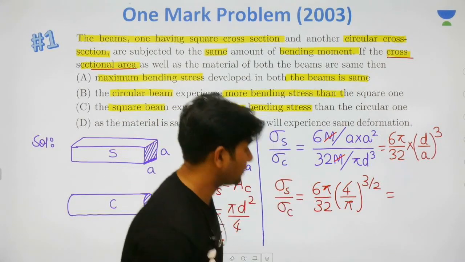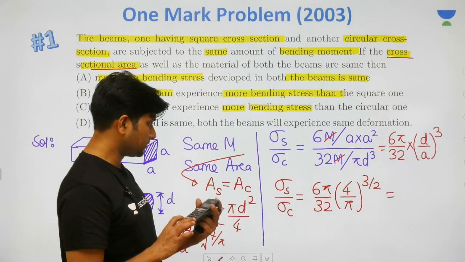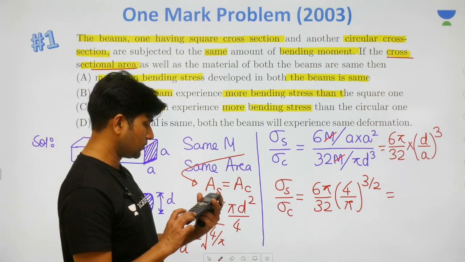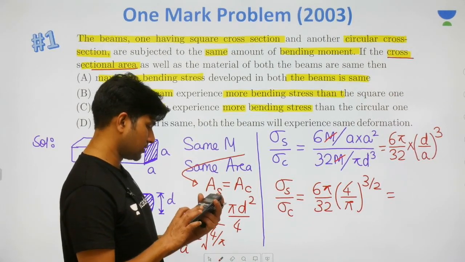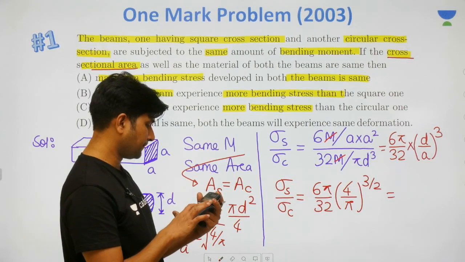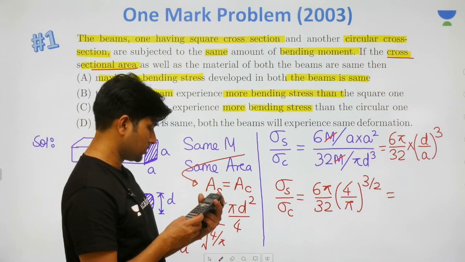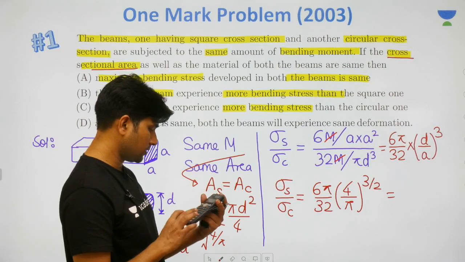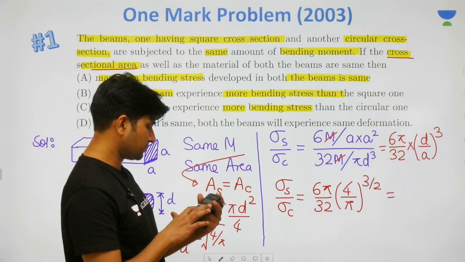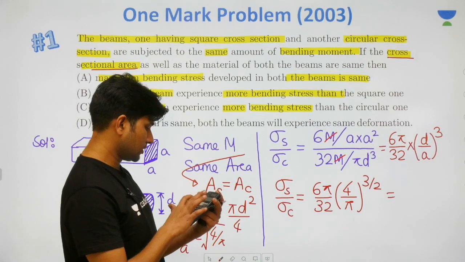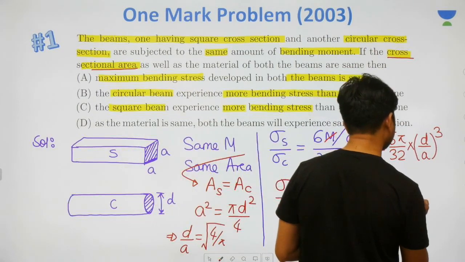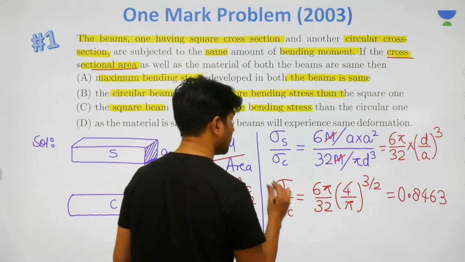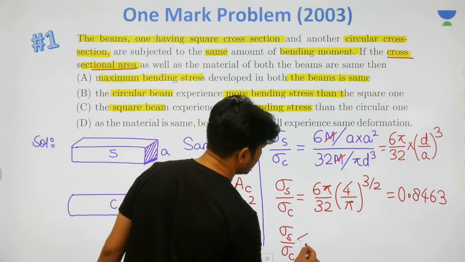You can calculate this. Let me pick up my calculator. So you'll have 6 pi divided by 32 multiplied by 4 by pi power 3 by 2. This is 0.8463. So you get sigma s divided by sigma c less than 1.